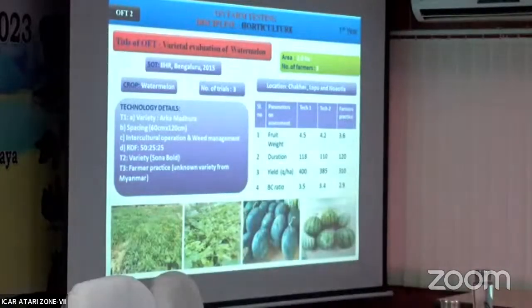So the next one is varietal evaluation of watermelon. So here also we took up 3 trials, that is under T1 variety Arka Manik, and T2 variety Sona Gold, and T3 we took up an unknown variety which was imported from Myanmar and which has been cultivated in the district for some time. So here also the BC ratio are 3.5, 3.4, and 2.9 respectively.